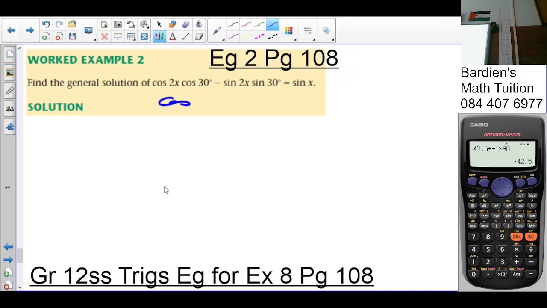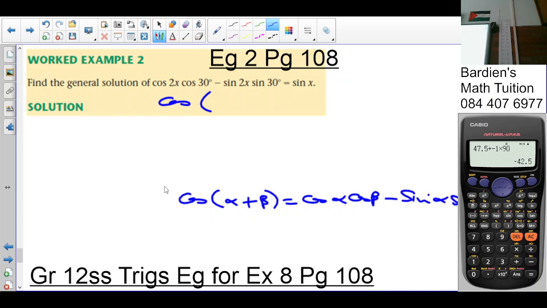Well done. Right, so it's going to be plus or minus between the angles. Not minus, well done, plus. So remember the rule says cos of alpha plus beta is going to be cos of alpha, cos of beta minus sine of alpha, sine of beta. Remember? Right. So what is your alpha in this case? 2x. So what's your beta? 30. So it's 2x and 30. So what must be here in the bracket? 2x plus 30 equals sine of x.